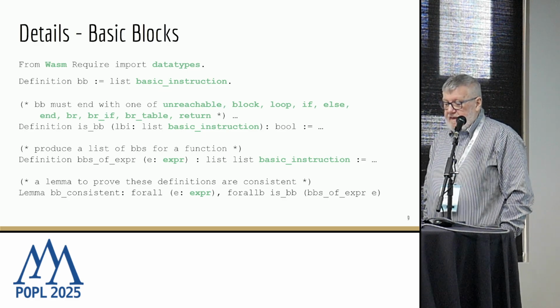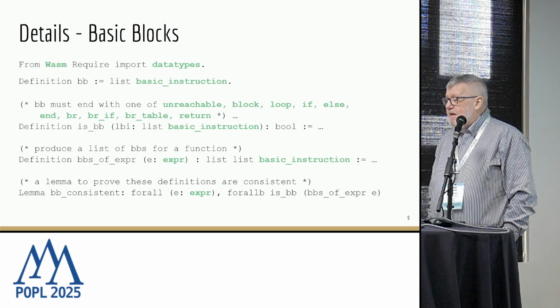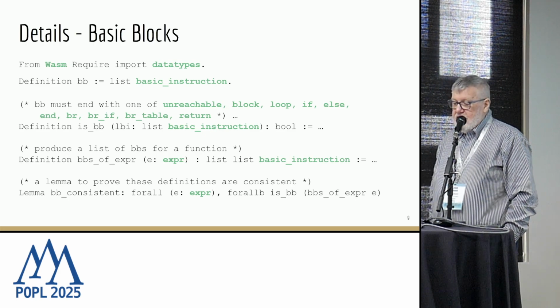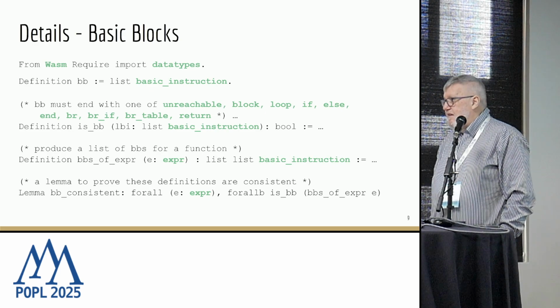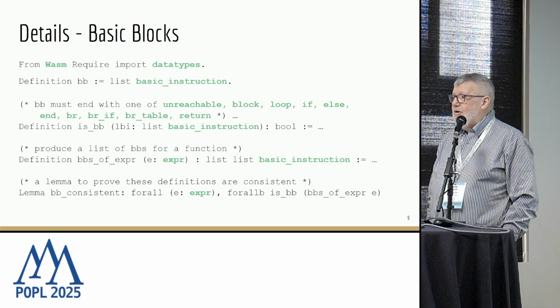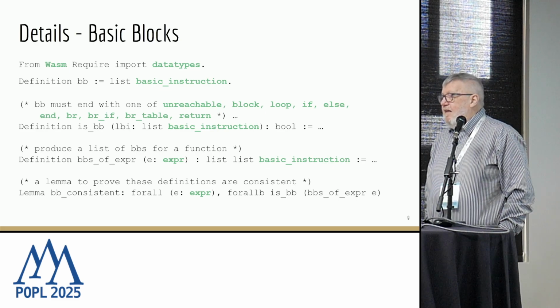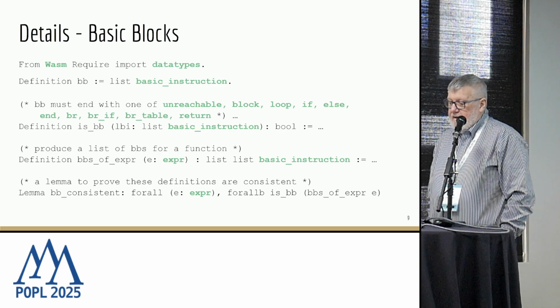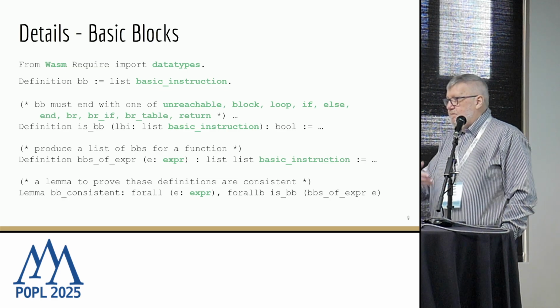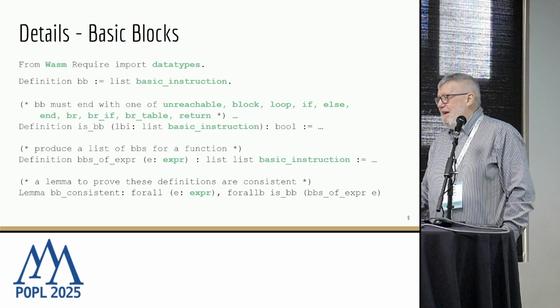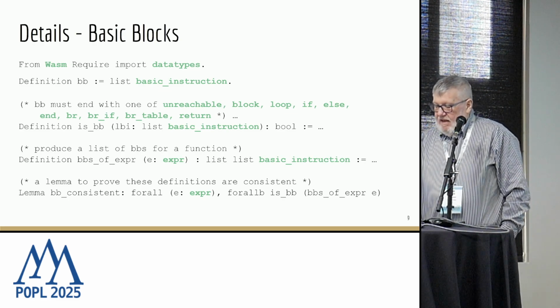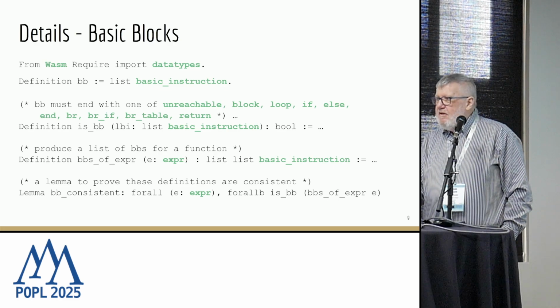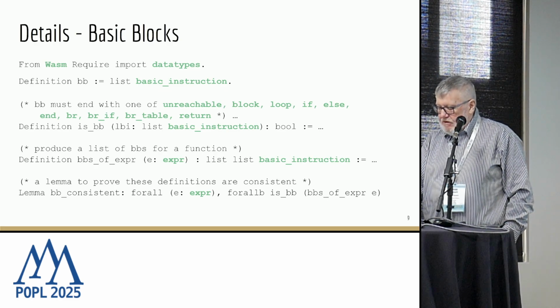And then I have to prove a lemma that these definitions are consistent, that I'll correctly produce a thing that is a list of basic blocks from the function that creates the list of basic blocks. So this is a flavor of the kind of thing that I have to do.